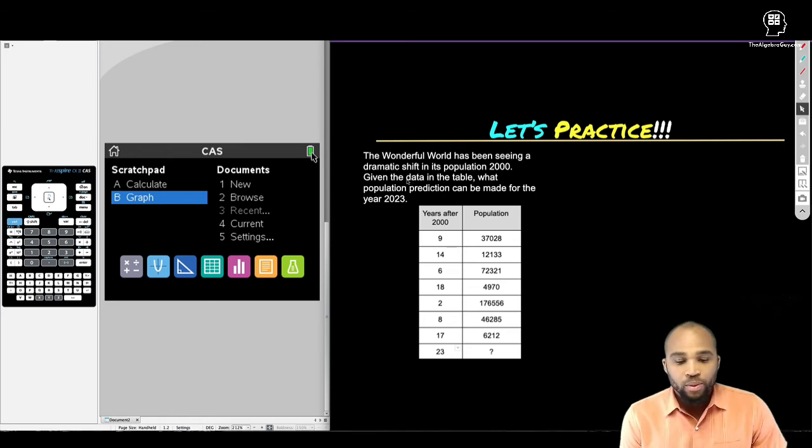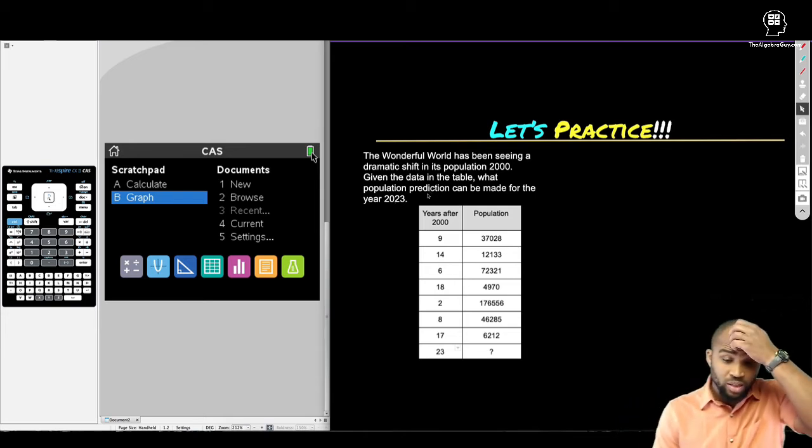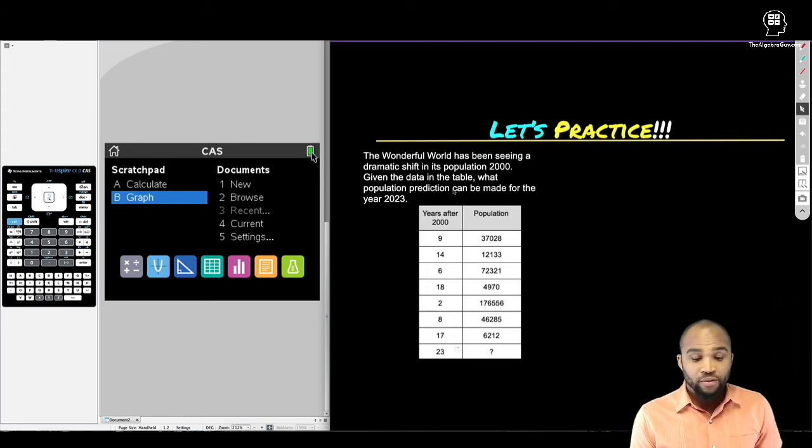So our next one is similar. The wonderful world has been seeing a dramatic shift in its population in 2000. Given the data in the table, what population prediction can be made for the year 2023? So in the year 2000, they've been seeing a great shift. Something's going on. Now look at the data here, and these are the years after 2000. So this is 2009, 2014, 2006. It's kind of tough to make a prediction visually, isn't it? Because the data is so jumbled and scattered.